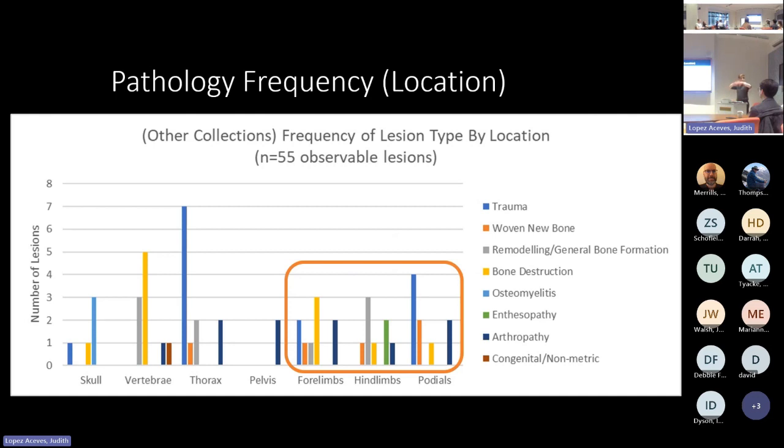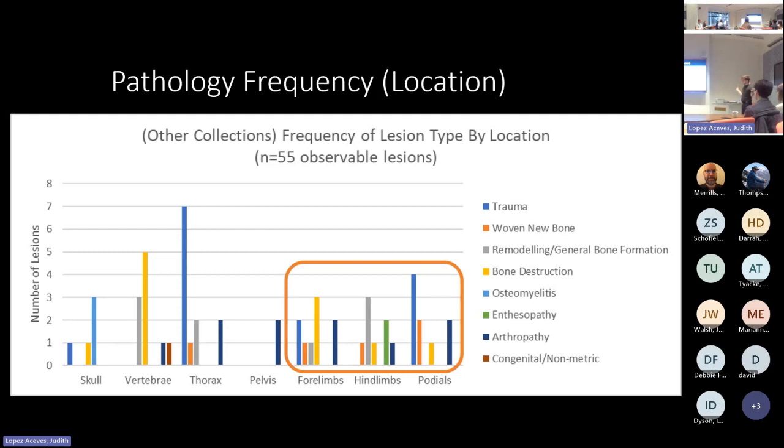So let's take a look at where these are happening within the skeleton so that we can get a better picture of what to expect in particular parts of the body. Where we have more bones, such as the thorax, we're going to be seeing more lesions associated with trauma because there are more bones that will be affected. If the little squirrel gets hit by a car, there's going to be a lot of ribs that are going to be involved in that. Compared to the forelimbs or hind limbs, where there's only three or four systems. So this explains the higher spike in the thorax category for trauma.